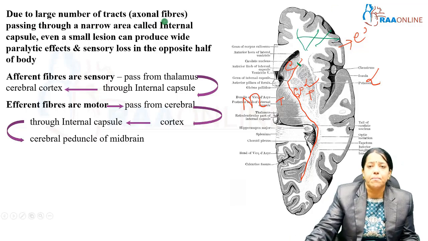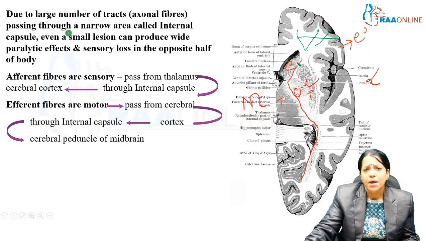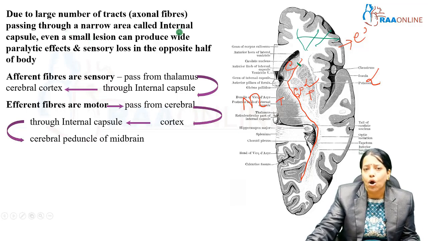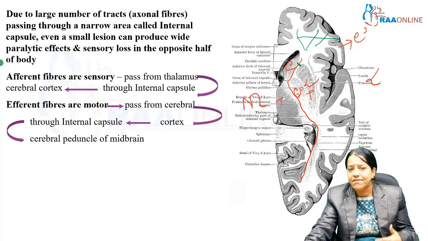That is a very important point, and that's why the internal capsule has a lot of clinical significance, because a large number of fibers are passing through a very compact area. So a small lesion can produce widespread paralytic effects and sensory loss in the opposite half of the body. Always remember, all these tracts are already crossed when they are at the level of the internal capsule, or they are going to cross below the internal capsule.